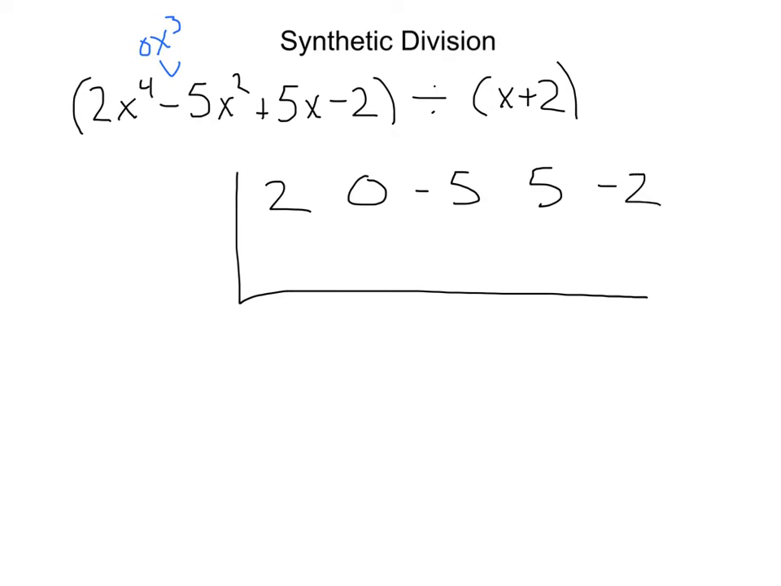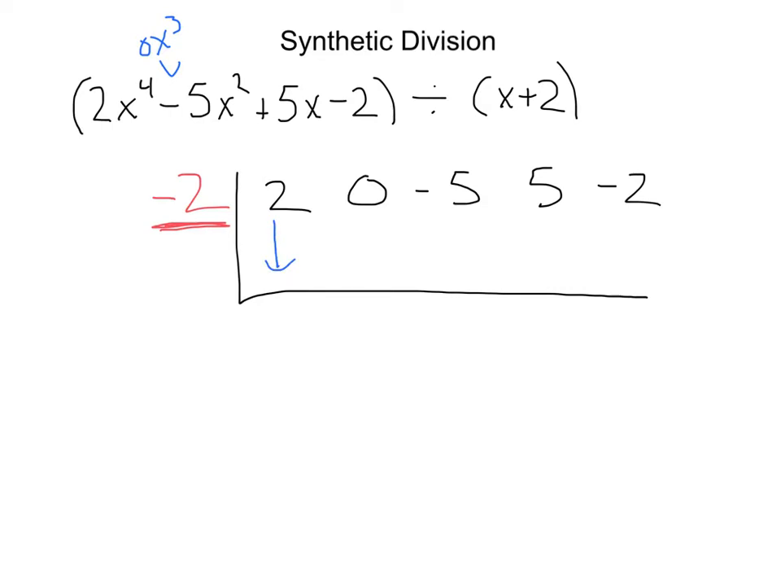Now the number that goes on the outside here is always going to be the opposite of whatever your divisor is. So here we have x plus 2. The opposite, or if we flip this sign here, is going to be negative 2. So this is going to be a negative 2 out here, the opposite of whatever you're dividing by. Then after you've got it set up, you just follow this simple pattern.